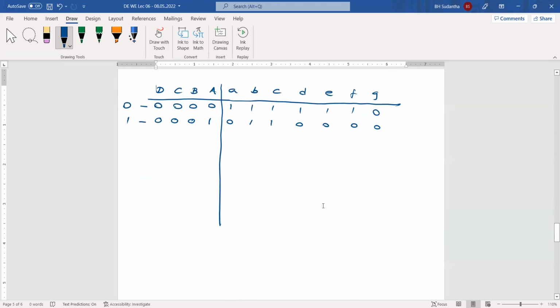Okay, then likewise, can you fill this table? The next number will be 2. 2 means 0, 0, 1, 0. Then 0, 0, 1, 1 is 3. 0, 1, 0, 0, it's 4. 0, 1, 0, 1, it's 5. 0, 1, 1, 0, then it's 6.